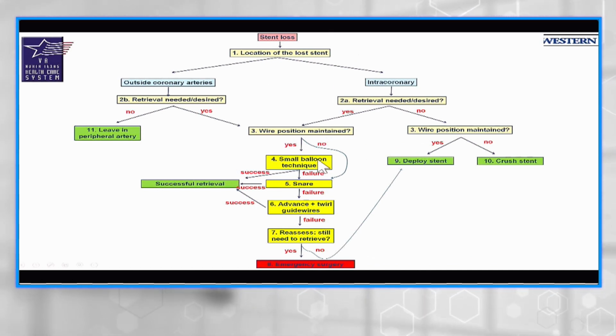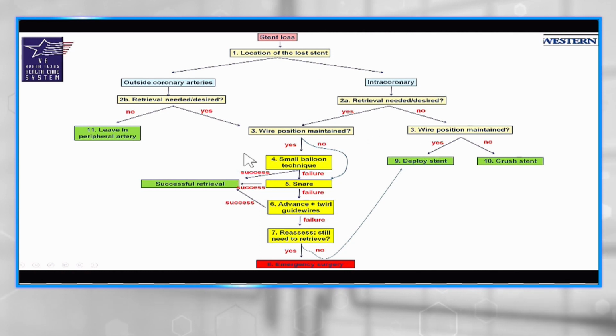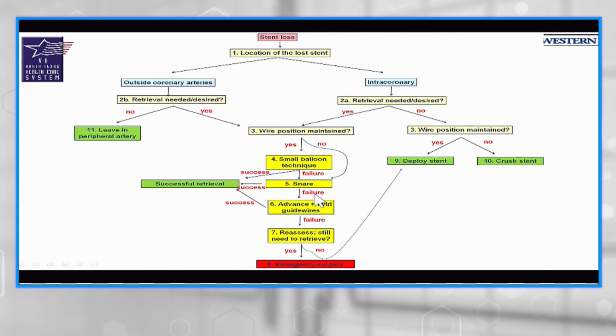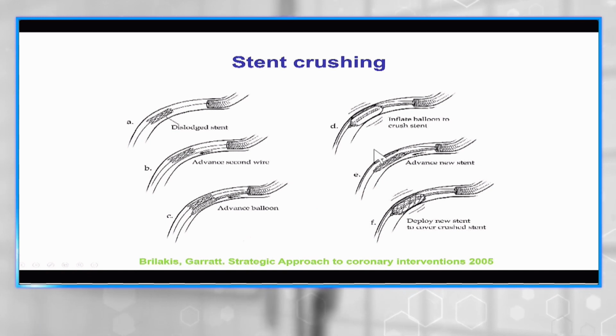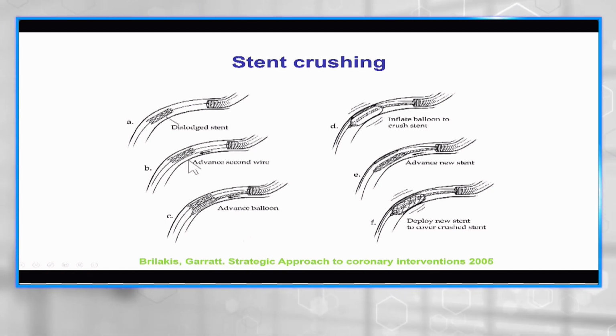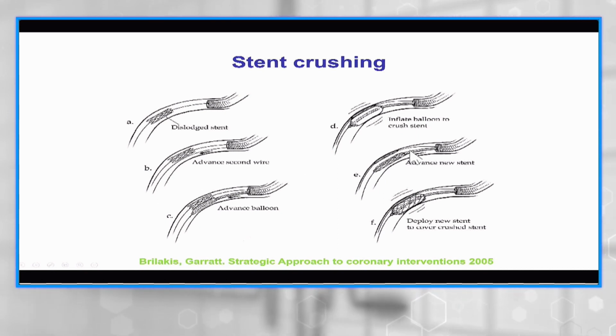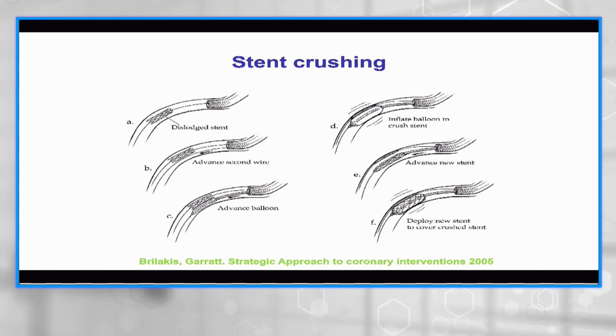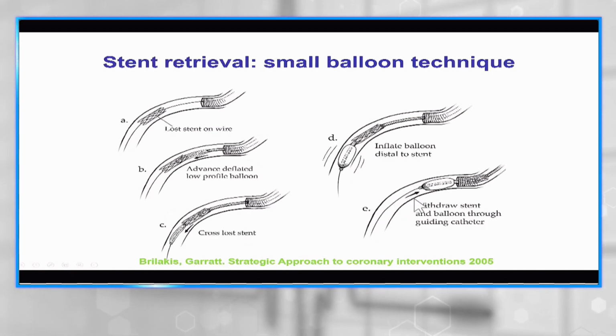If, however, it's in a sensitive location, then one may have to take it out, and the way to take it out is to use various techniques such as a small balloon technique, a snare, or various guide wires. And this is an example of crushing the stent. The stent is left in place, another wire is advanced next to it, balloon, and then get a new stent and essentially exclude the lost stent from the circulation using a new stent.